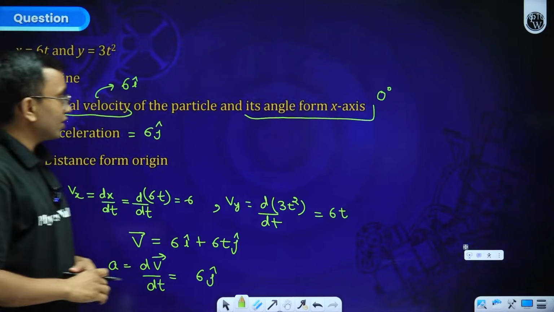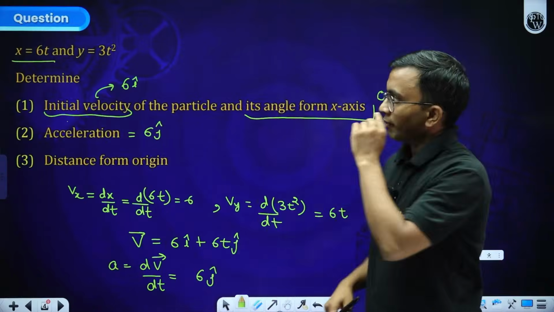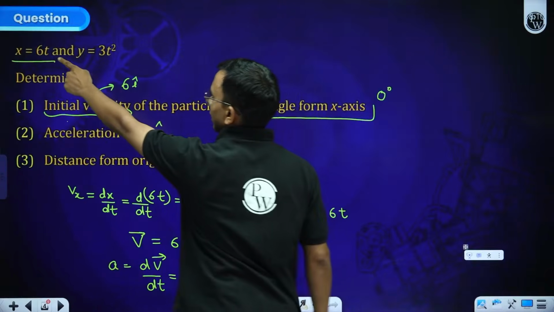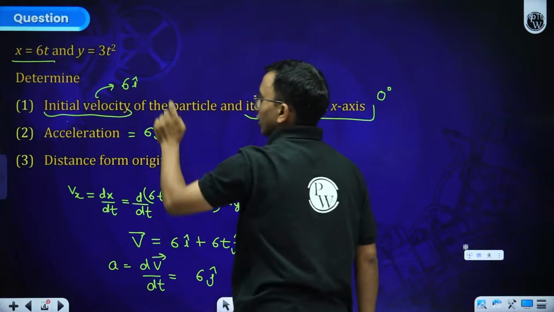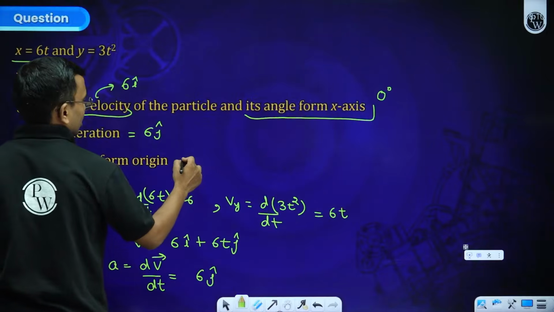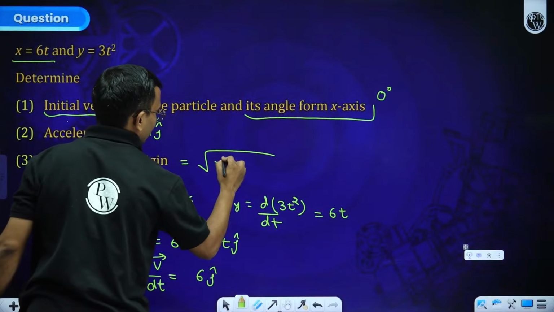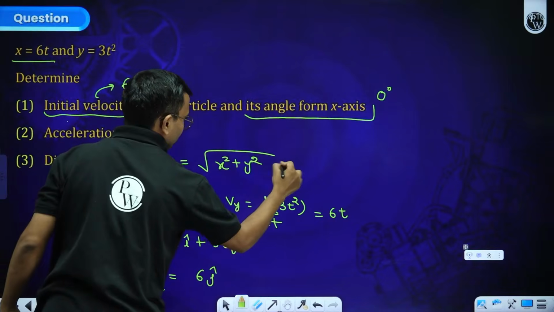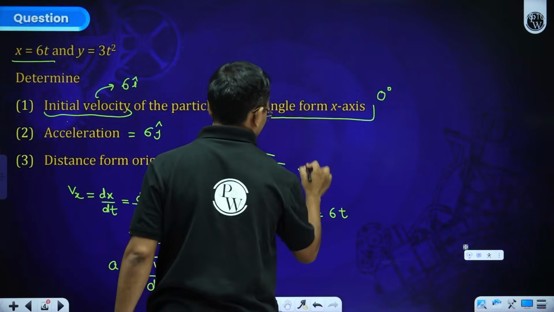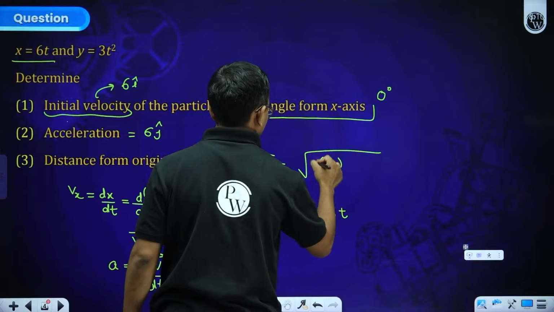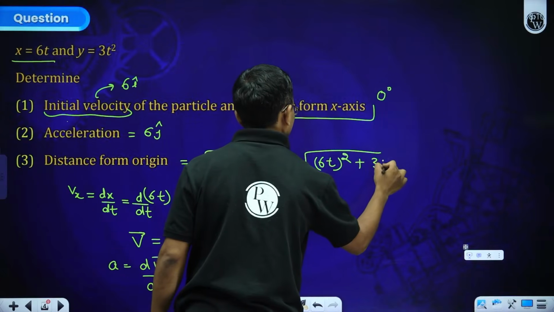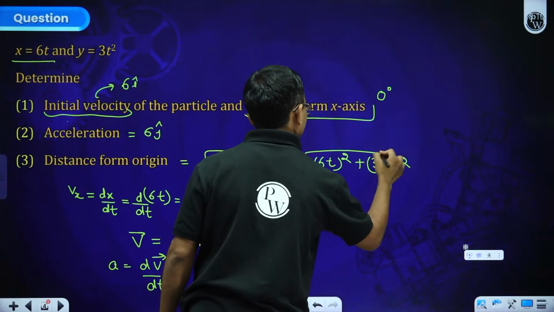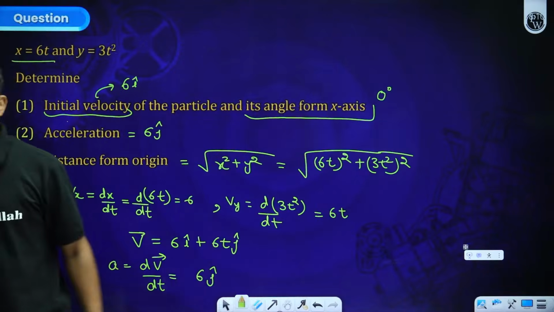Next is the distance from origin. Okay, this is how x is varying, this is how y is varying. If you need the distance from origin, it is under root of x square plus y square. That's all. Now put here x as 6t, y as 3t square. This is how the distance from origin will vary.